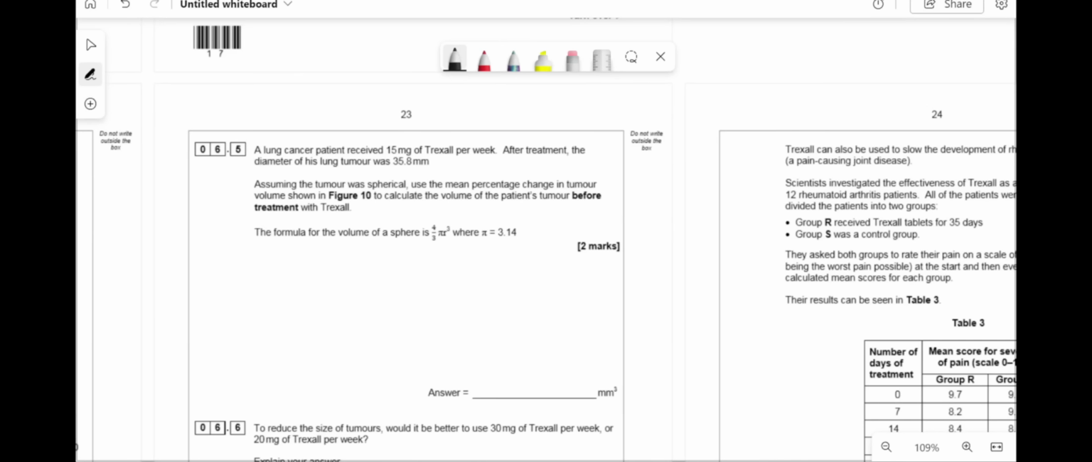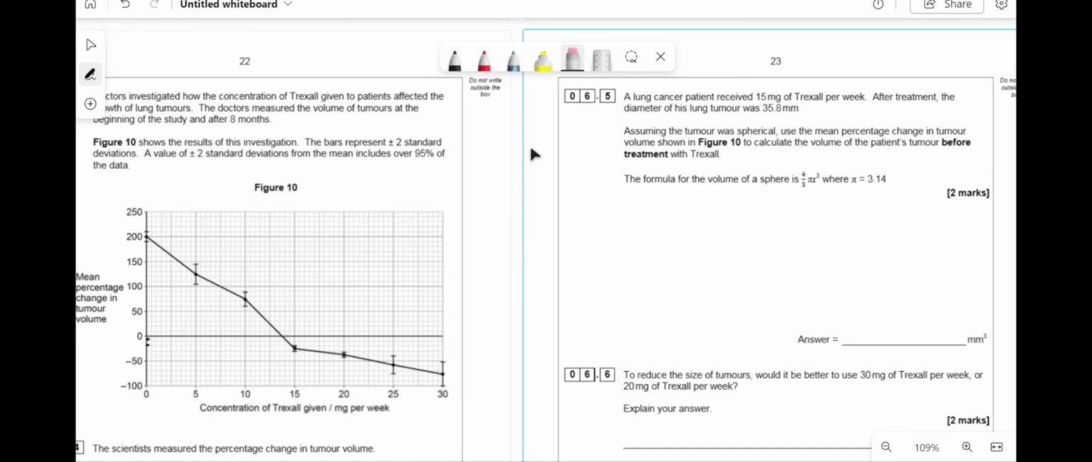Patient received 15 milligrams of Trexol per week. After treatment, the diameter of his tumor was 35.8 millimeters. As the tumor was spherical, use the mean percentage change in tumor volume shown in figure 10 to calculate the volume of the tumor before treatment with Trexol. Let's just get all the pieces together.